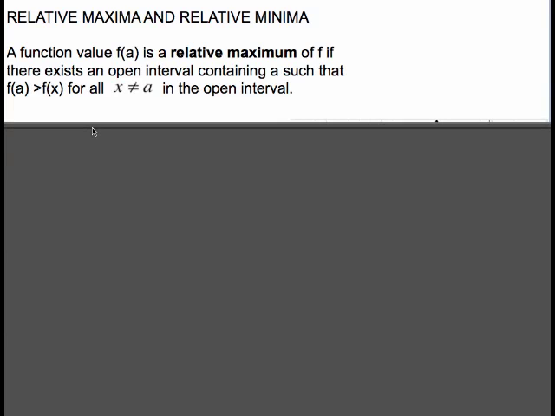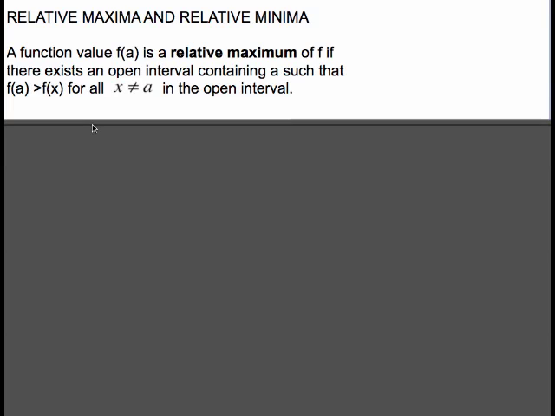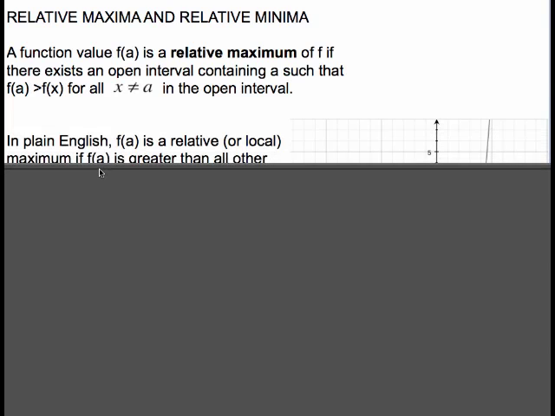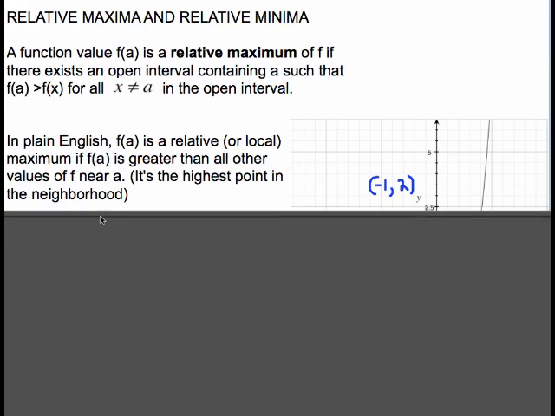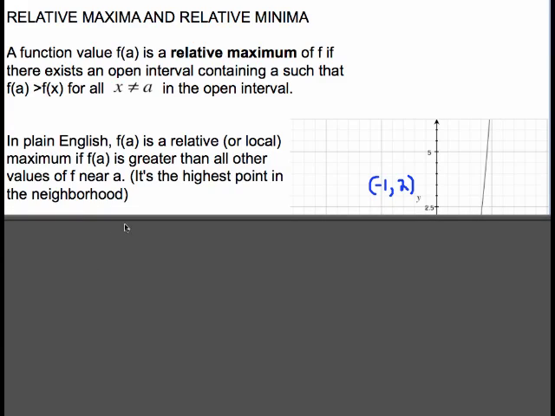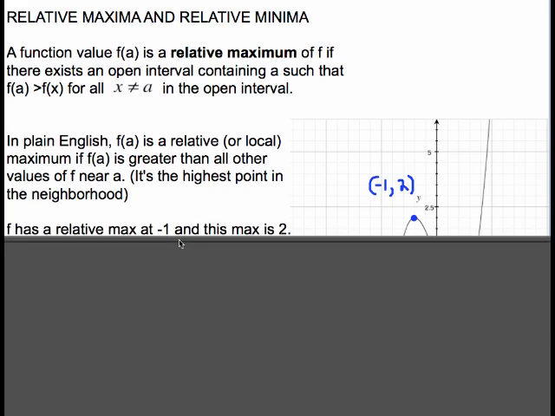All right, here we go again with a fancy definition that is pretty intuitive just looking at the term. A relative maxima and relative minima. Think about what the word max refers to as maximum, and minima refers to minimum. So, the fancy definition: a function value f of a is called a relative maximum of f if there exists an open interval containing a such that f of a is greater than f of x for all x not equal to a in the open interval. In basic plain English, f of a is called a relative or sometimes called a local maximum if f of a is greater than all other values of f near a. You can think of it being the highest point, kind of in the neighborhood.